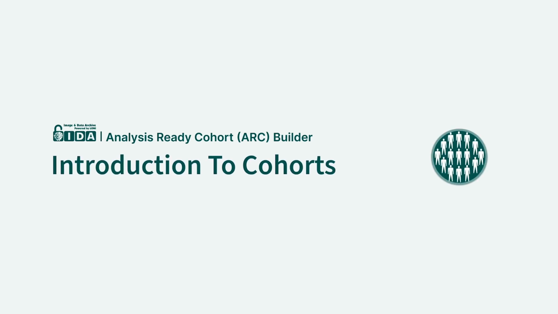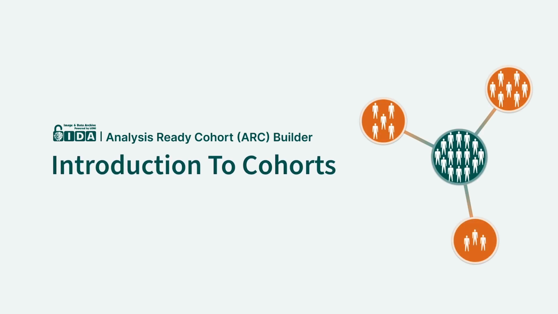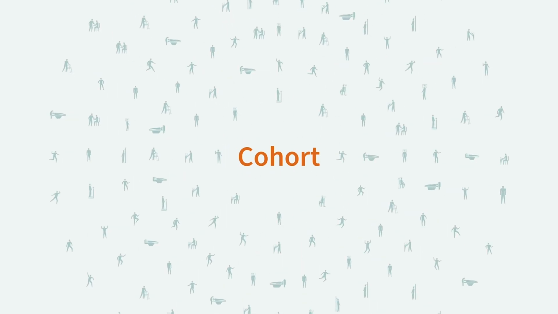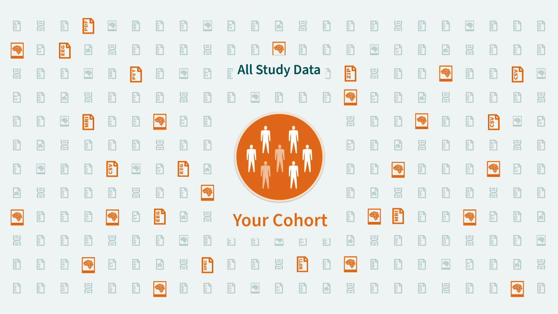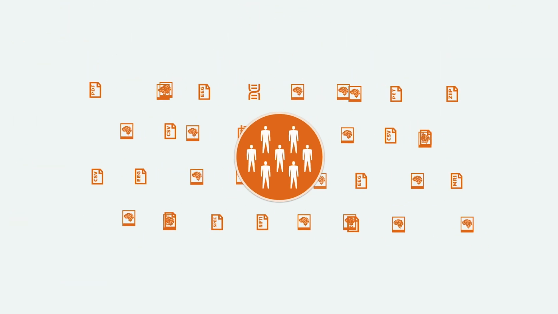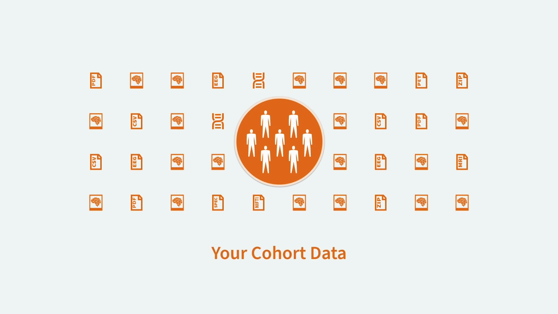This overview demonstrates how cohorts are used to search and download data. A cohort is a group of subjects, all of whom share the same characteristics. Once you create a cohort in the IDA, you can download data specifically for those subjects. Cohorts are the end products from building IDA searches.